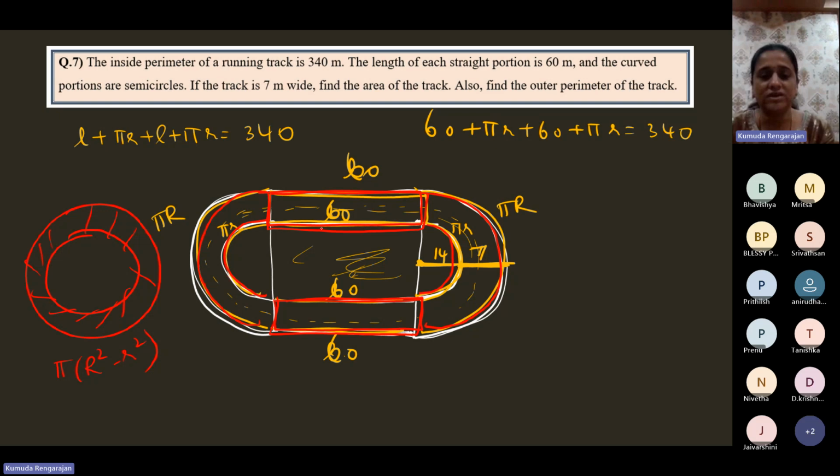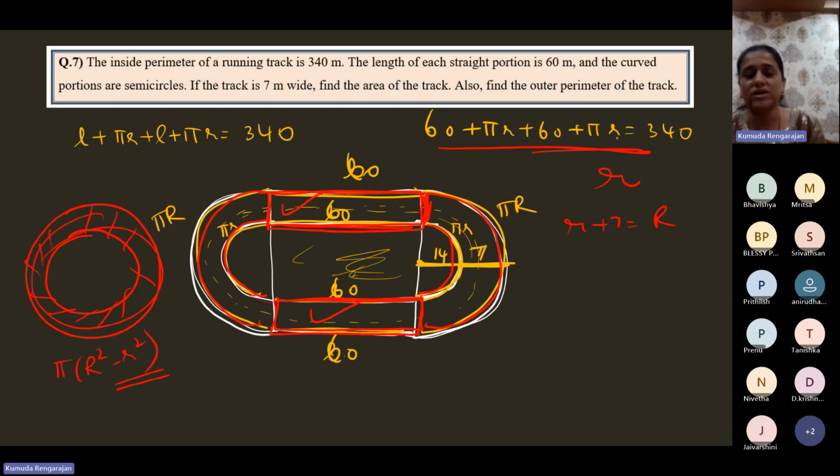So how do you find the area of a rectangle? L into B. 60 into 7. 60 is the length and 7 is the breadth of the rectangle. Similarly here also 60 into 7, length into breadth. And now for this one, both the radii: we worked this and we found small r, and small r plus 7 is equal to capital R. So put that in this formula and find the area of the two ends together. Now the area of the track is this area plus the area of this ring. Also find the outer perimeter of the track.